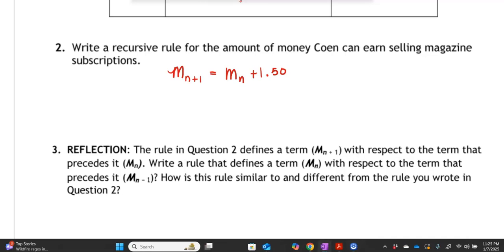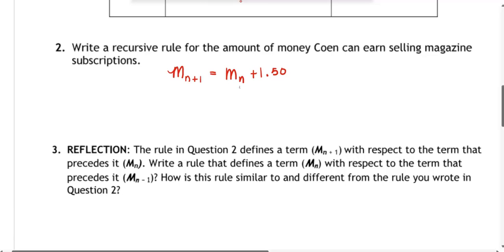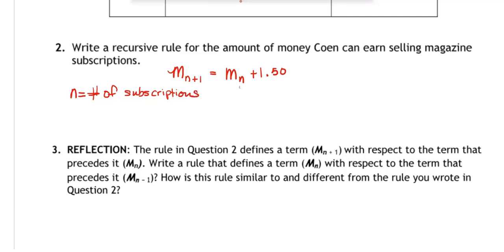And we're adding the $1.50 because it's $1.50 for every magazine subscription. So in this particular case, M sub n is going to be representing the amount of money that we've got, right? If I consider n to be the number of subscriptions, okay, so I've got that. And M sub n is the money that we have based off of those subscriptions plus that base amount of $20. That's what we have here.